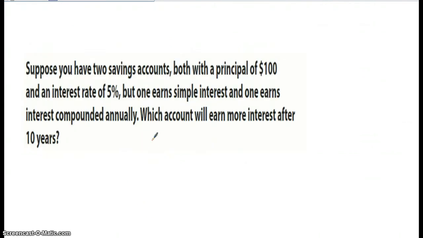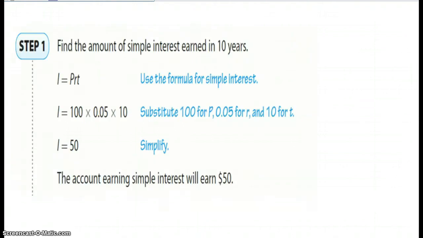Suppose you have two savings accounts, both with a principal of $100 and an interest rate of 5%. But one earns simple interest and one earns interest compounded annually. Which account will give you more interest after 10 years? Okay, let's jump right into it. Two accounts. One is PRT. The other is we're going to use a formula to raise interest to a certain power.